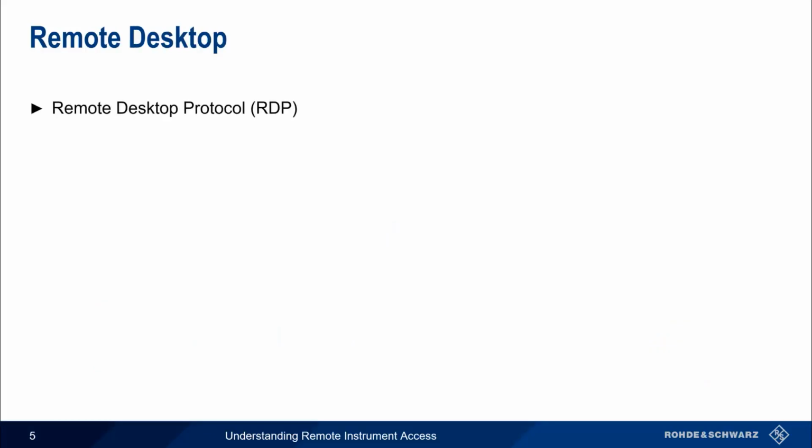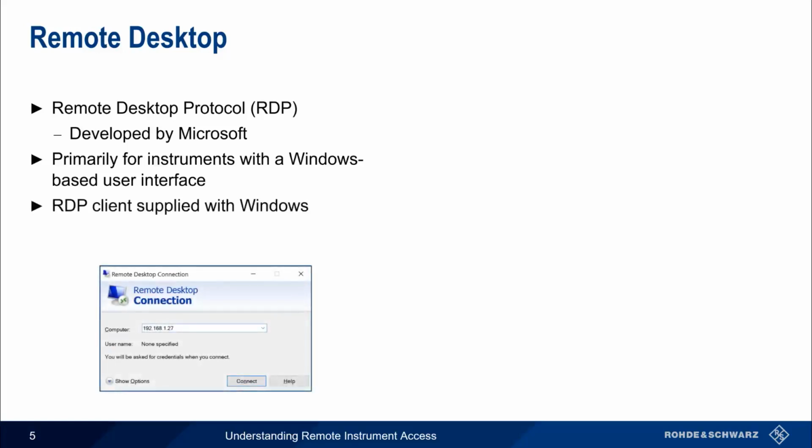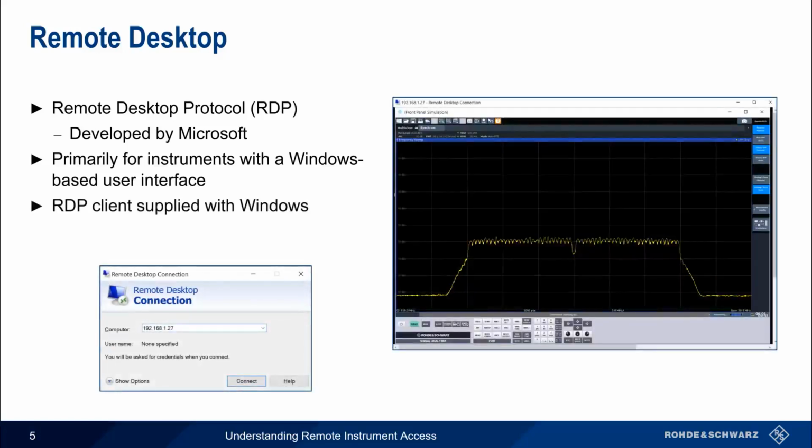The Remote Desktop Protocol, or RDP, was developed by Microsoft as a means of remotely accessing Windows machines, so RDP is primarily used for instruments which have a Windows-based user interface. The standard RDP client included with most versions of Windows, Remote Desktop Connection, provides interactive GUI viewing and control of the remote instrument. There are also clients available for Mac OS and Unix/Linux, for example the rdesktop client.